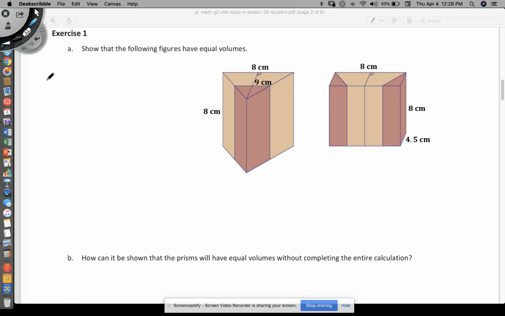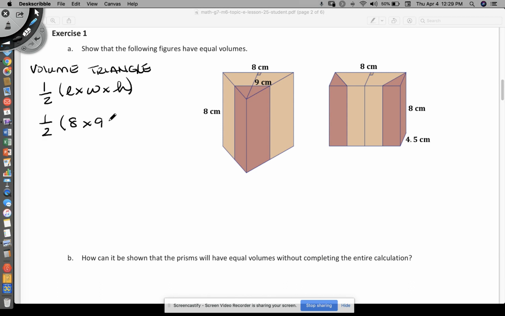Show that the following figures have the same volume. So we're going to prove it right here. Let's do the volume of the triangle first. So I'm just going to put volume triangle. All right, and as you remember, volume of a triangle is going to be half your length times width times height. Half because it's a triangle. Triangles are half of a rectangle. So we're going to say half of 8 times 9 times 8.